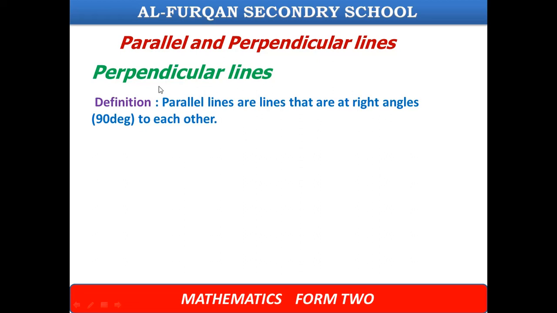Perpendicular lines are lines that are at right angles, meaning 90 degrees to each other. What are lines? A line is also a 180 degree angle.